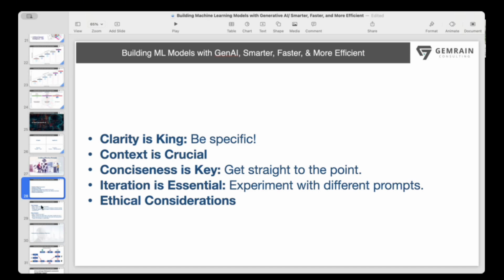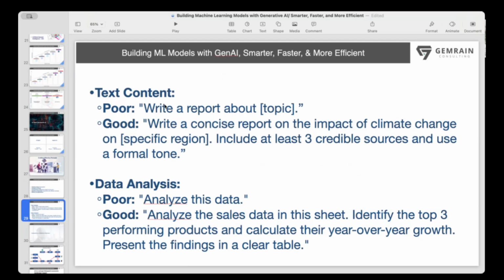Like, for example, you can see this. Okay, you write a report on this topic. But when you say, all right, write about this topic, climate change, and include at least 3 credible sources and so on. Or analyze this data, analyze the sales data in this sheet, identify the top 3, and so on. You can see prompt is very important, and especially when it comes to this field. We have to talk about the prompt because we are going to use prompts. I'm going to share with you also exactly the prompt that I have used to build the model that I'm going to share with you today.